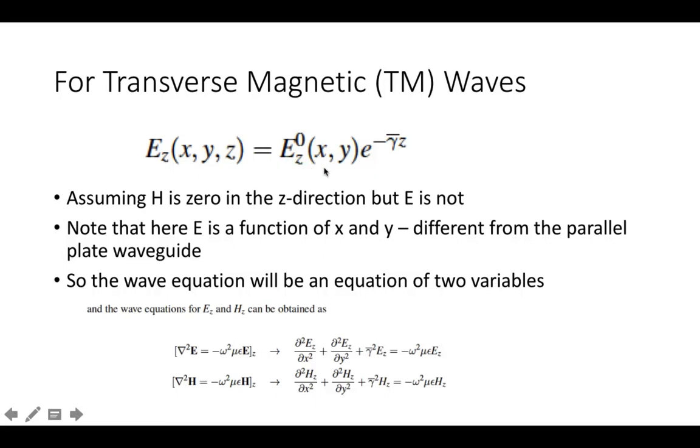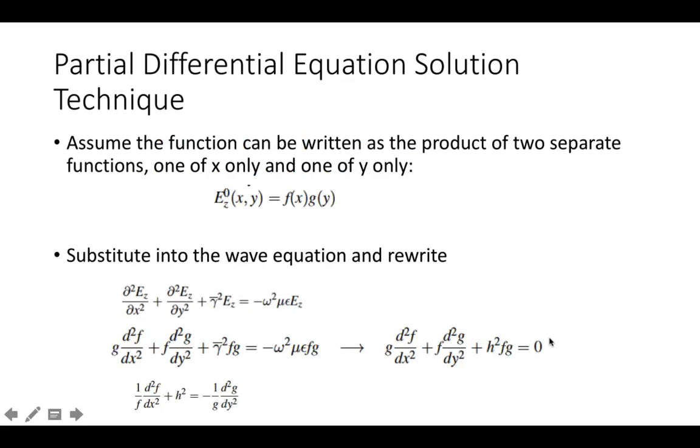Okay, so if we note here E is a function of x and y, what that means is when we now take our assumed solution for E and we plug it into the wave equation, we generate the following equation. And the difference here from the parallel plate waveguide is that we now have a differential equation of two spatial variables. So it has to remain a partial differential equation because we have variation in both x and y.